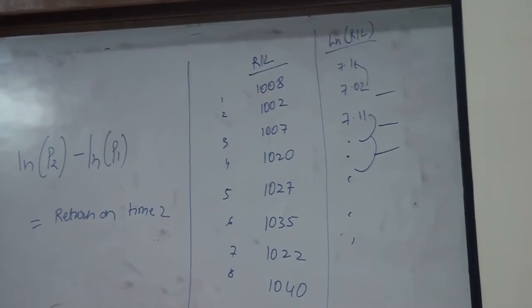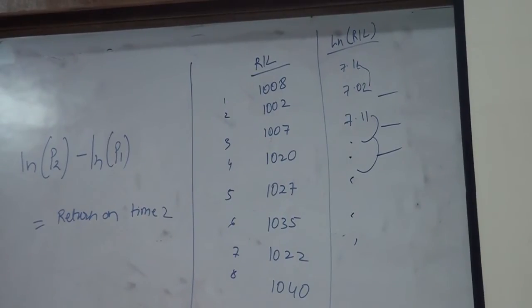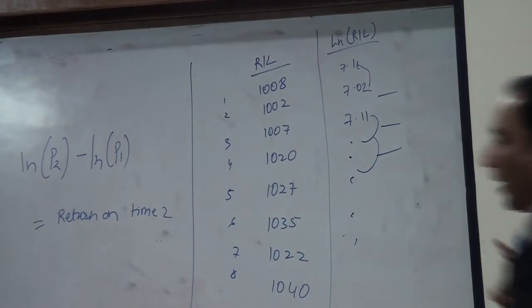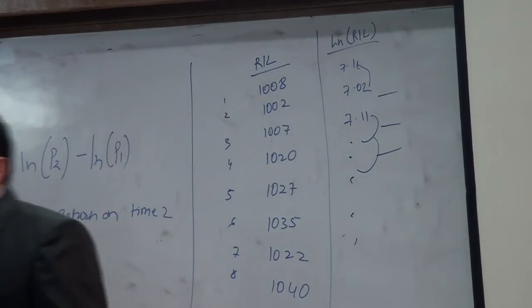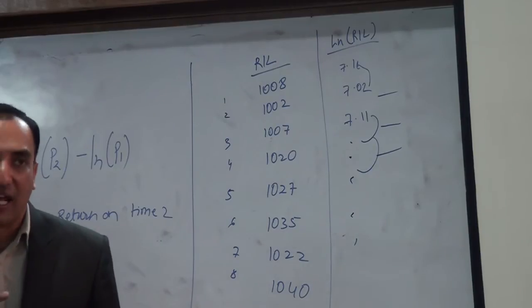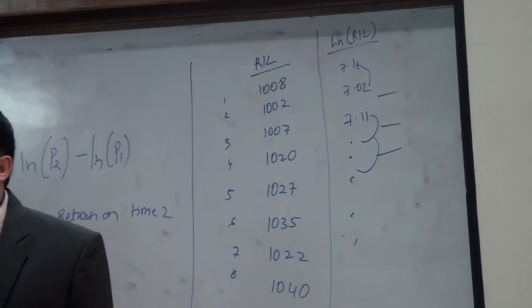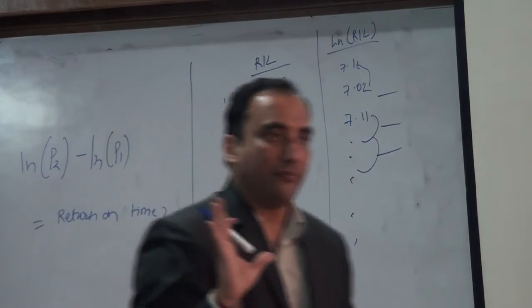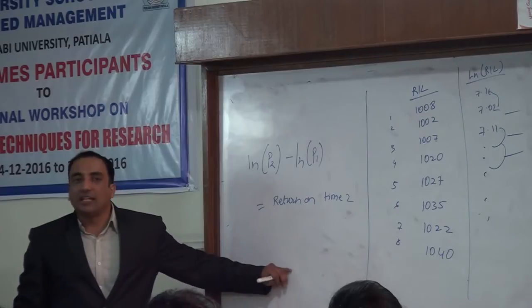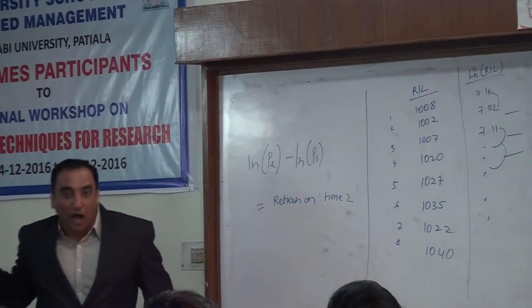For the first period, the value will not come, it will be lost. Whenever you are differencing, you will lose one value. Okay? Forget about that. So whenever you take ln and their difference, you are essentially getting continuous compounded return. That is the first thing. So this is clear why we take log. Now there is another purpose why we take log.